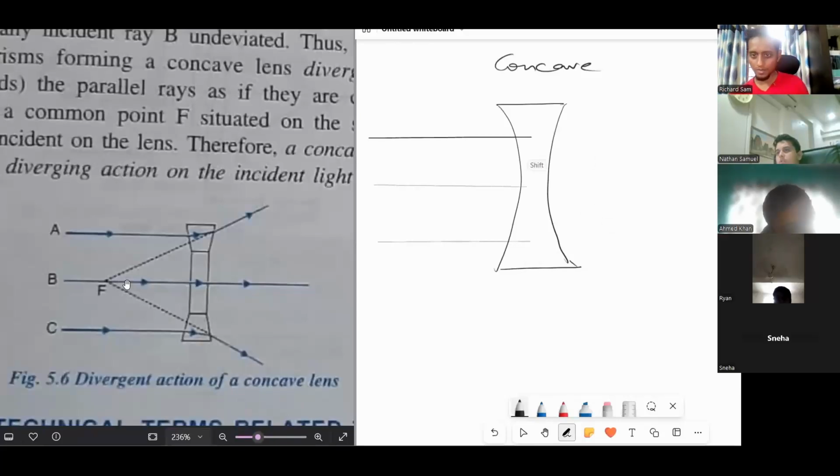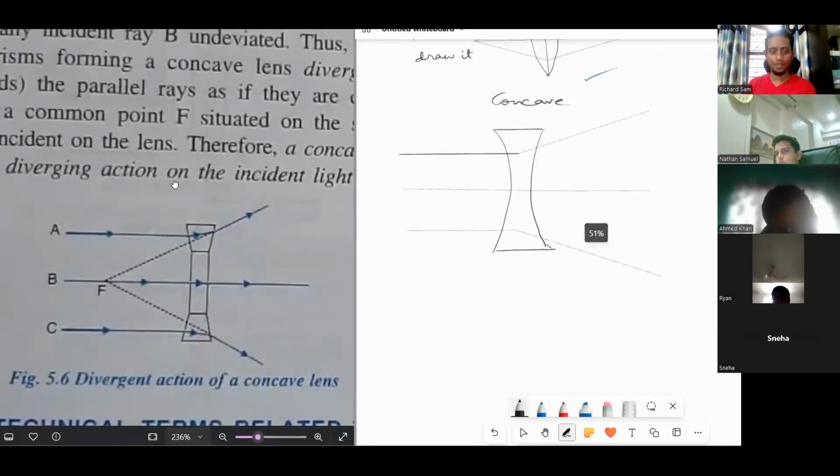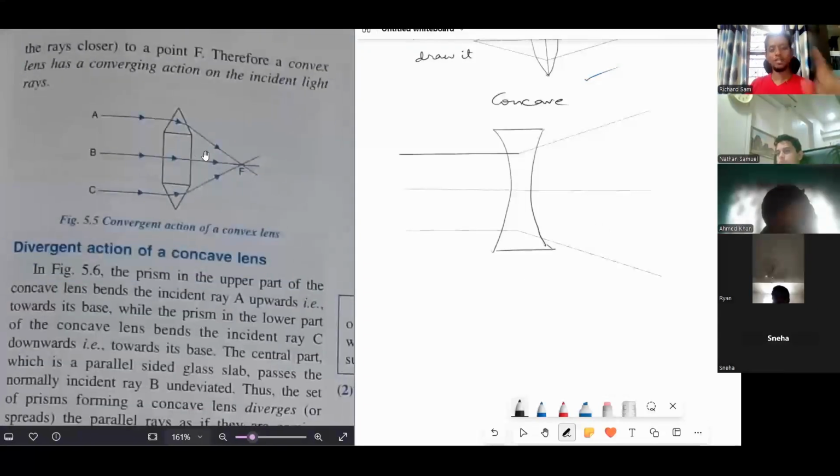concave lens. So what happens? They all move away from each other. All the rays diverge. Here, what's happening to the rays? They meet at a point, and that word is called converge. So convex lens is called a converging lens because it converges all the beams of light, rays of light. It gets them to one point.